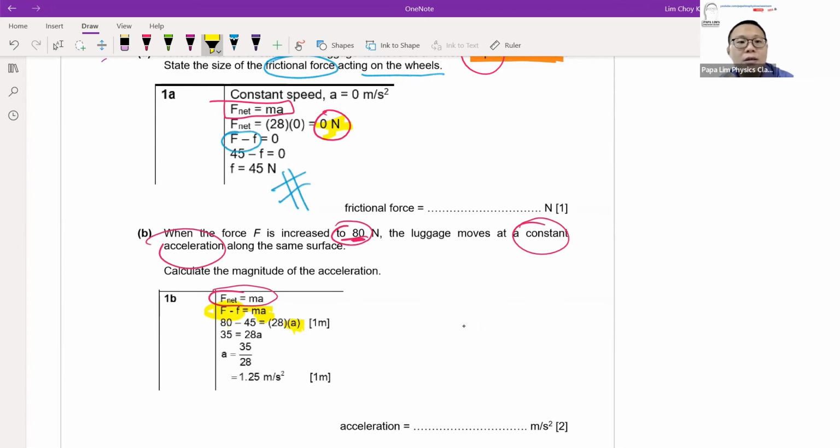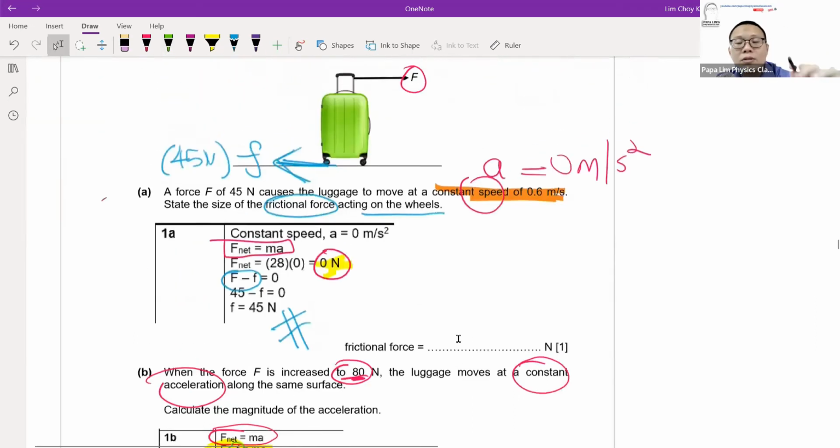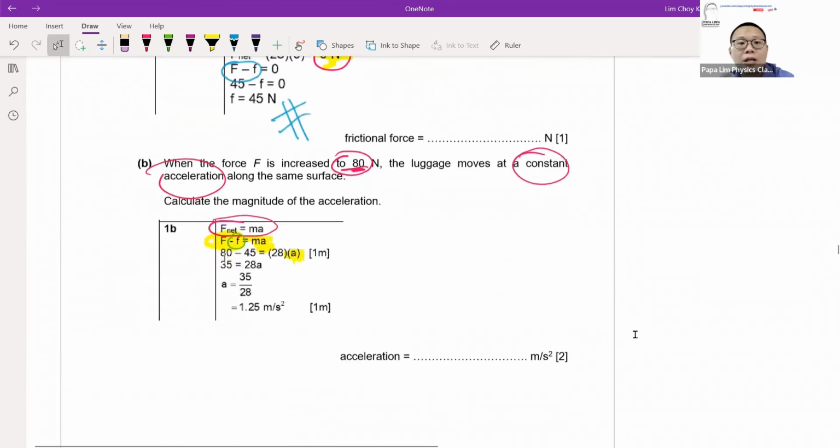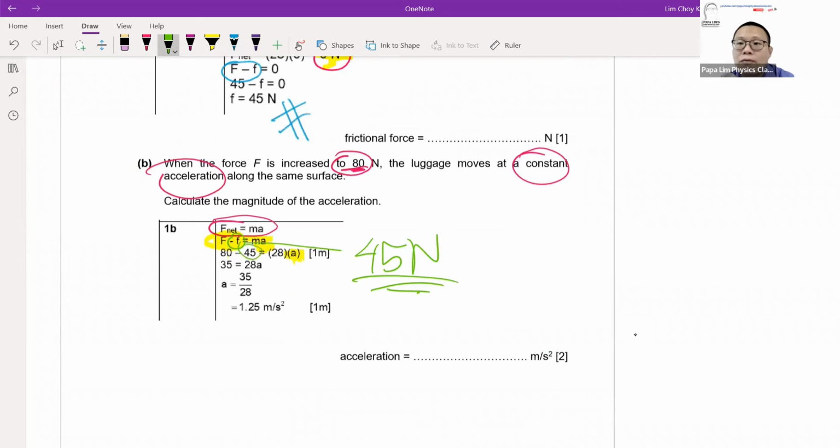Things to take note of when you apply Newton's second law now: other than the fact that the right side acceleration is a number, the friction force on the object actually remains the same, because we are looking at the same floor, the same wheel, and the contact area is the same. So the friction remains the same number, which is 45 Newton, because the floor and the contact area of the item remain the same.